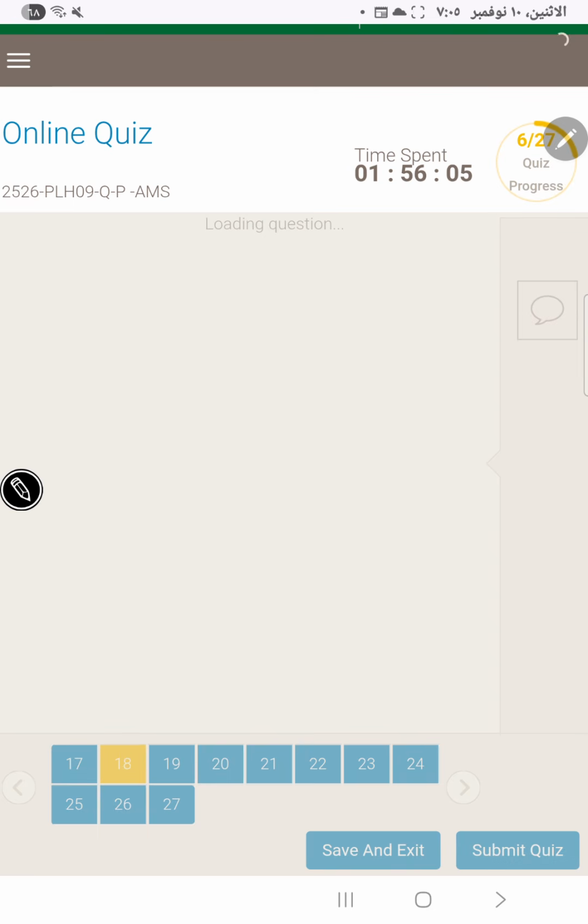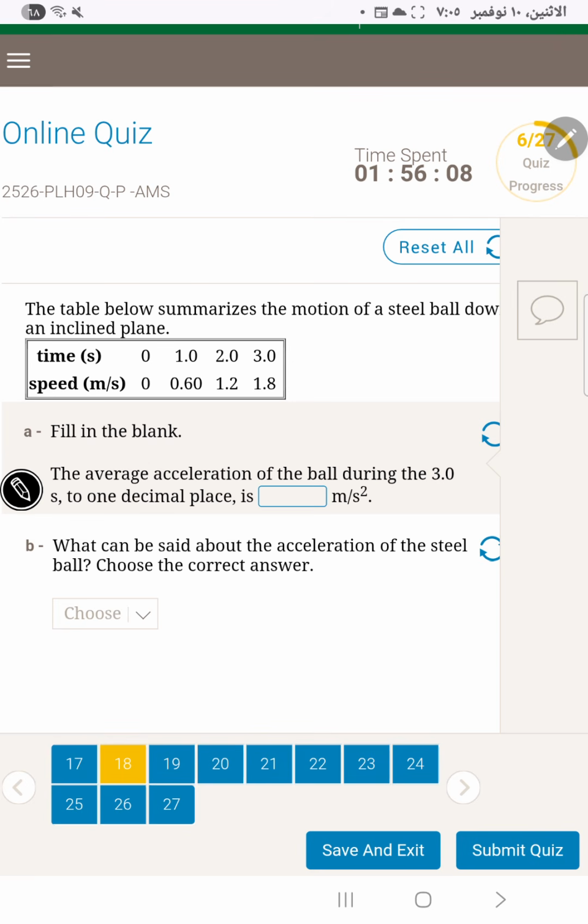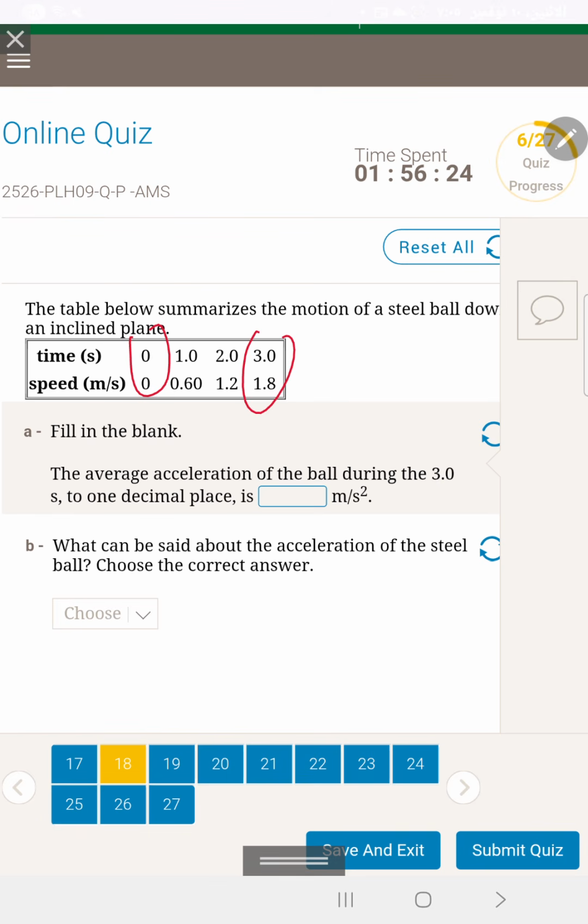Question number 18. The average acceleration of the ball during the 3 seconds to 1 decimal place is what? Average acceleration is the slope of the speed time graph. So 0, 0 and 3, 1.8. You have to do the slope formula and get the answer.